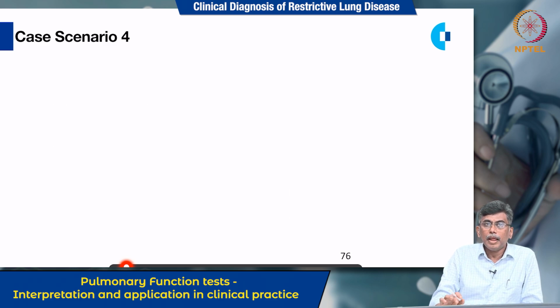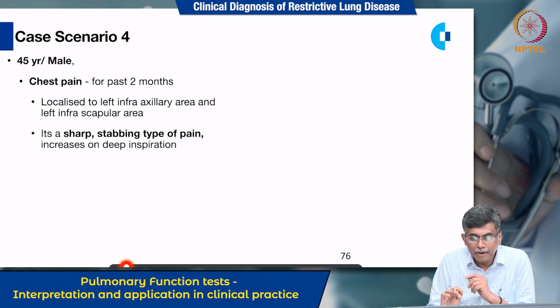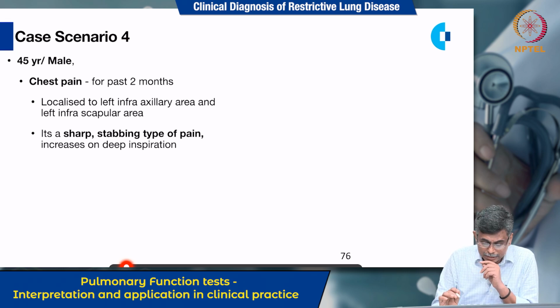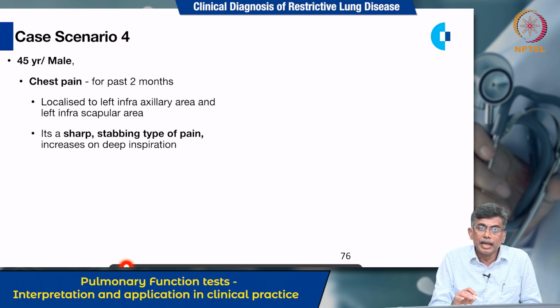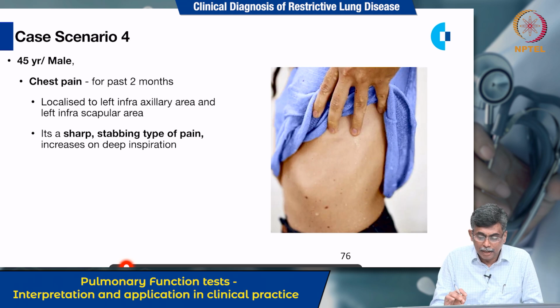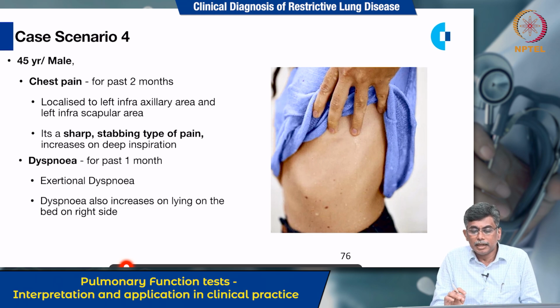Now coming to the next scenario, a 45-year-old male with chest pain for the past 2 months. The chest pain is localized to the left infraaxillary area and left infrascapular area. It is a sharp stabbing pain increasing with deep inspiration. This is the side of the pain, and there is exertional dyspnea for the past 1 month.